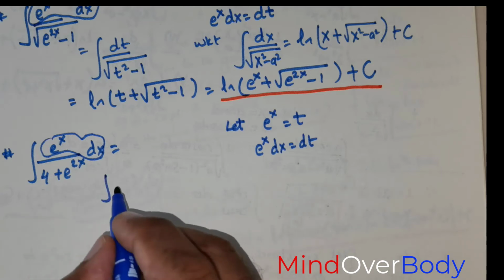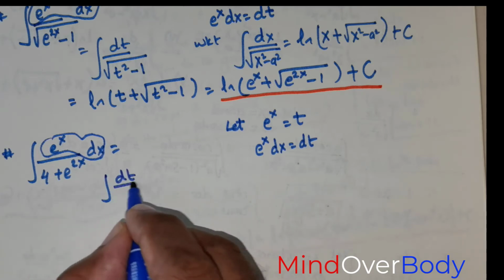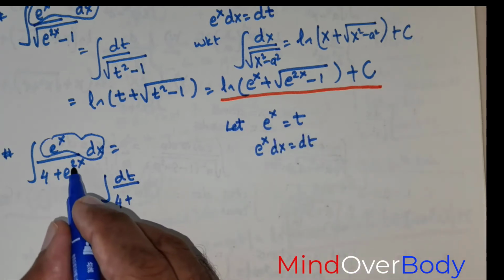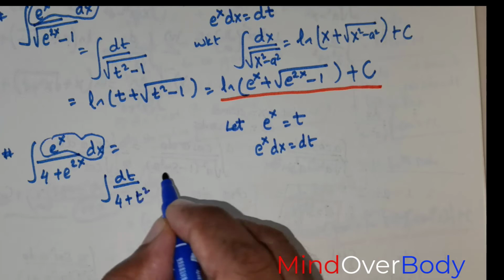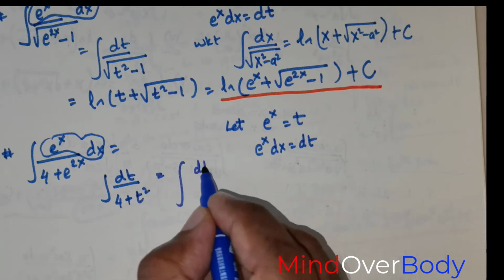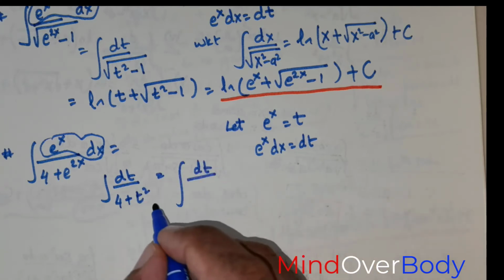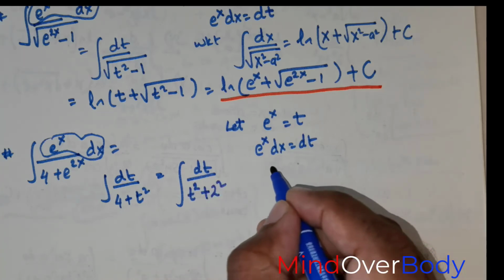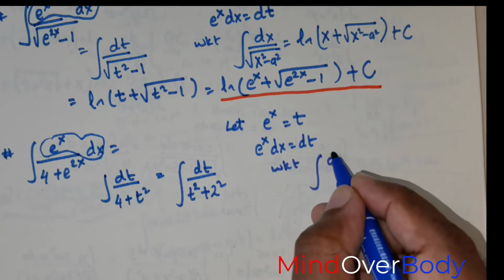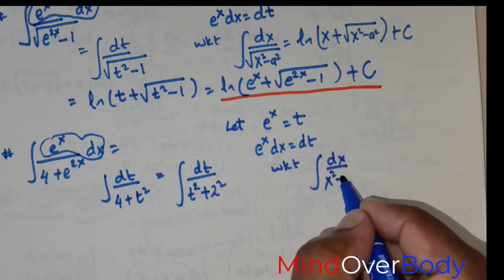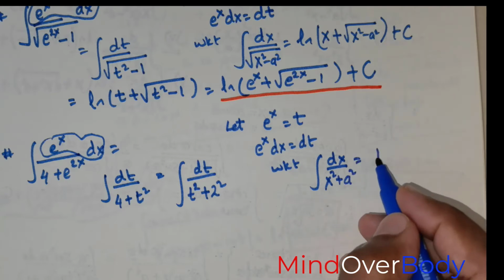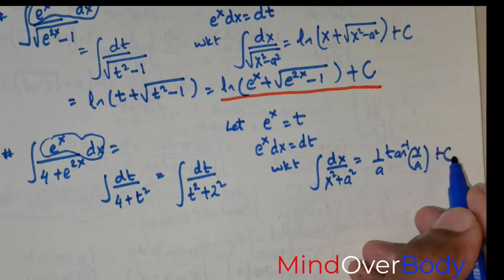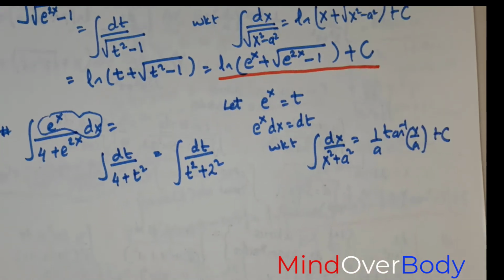So this is going to be integral dt over 4 positive, e raised to the power of x is t, so this is e raised to the power of 2x, so this is going to be t squared. I'm going to rewrite this as dt over, so let me write it as t squared positive 2 squared. Now we know a similar formula. We know that integral dx over x squared positive a squared is equal to 1 over a tan inverse of x over a positive c. This formula is already known.